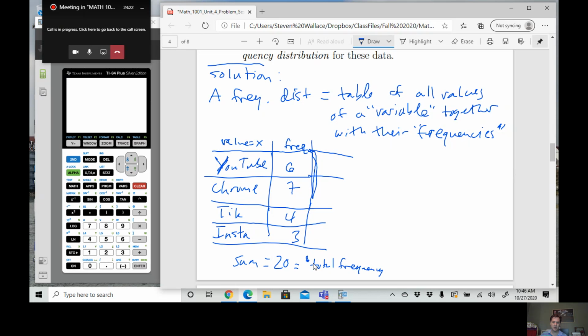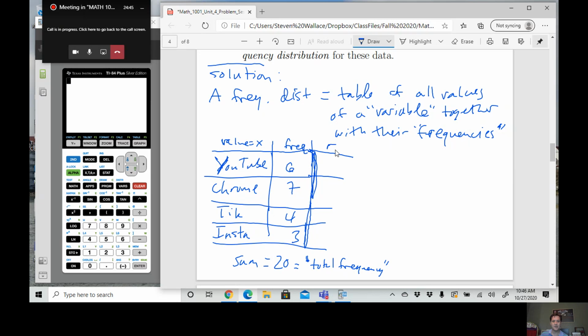And what does this have to do with probability? Well, think about it this way. The number of times someone said they wanted YouTube, divided by the total number of responses, that's like a probability, okay?